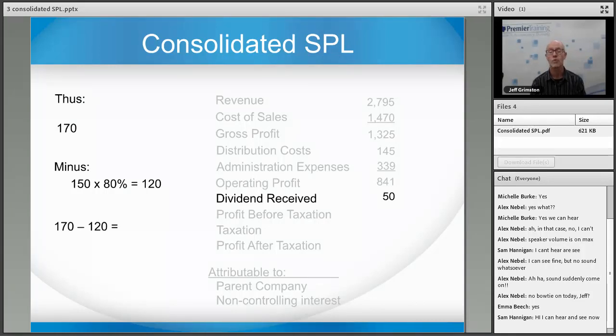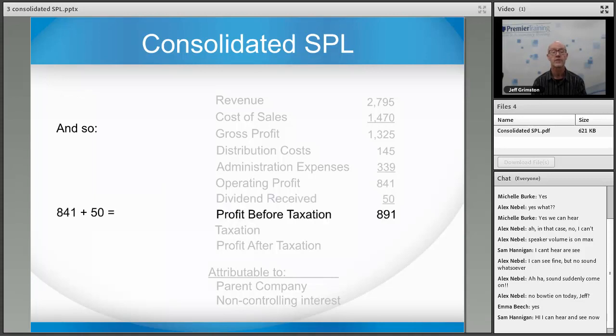All happy? No questions firing up. I'm hoping this is all making sense. So, that takes us to profit before taxation. Straightforward. Which then takes us on to taxation.